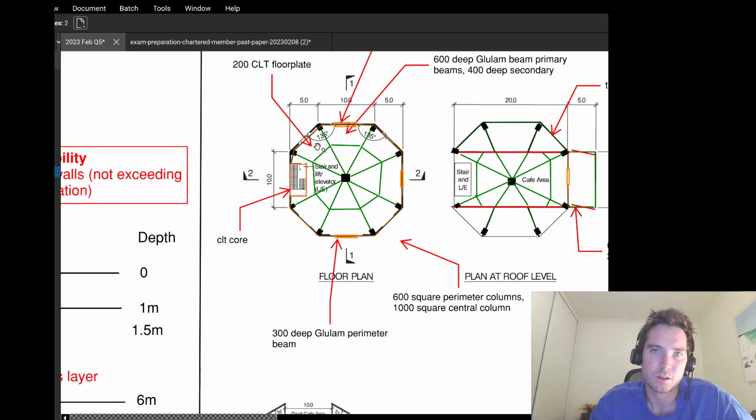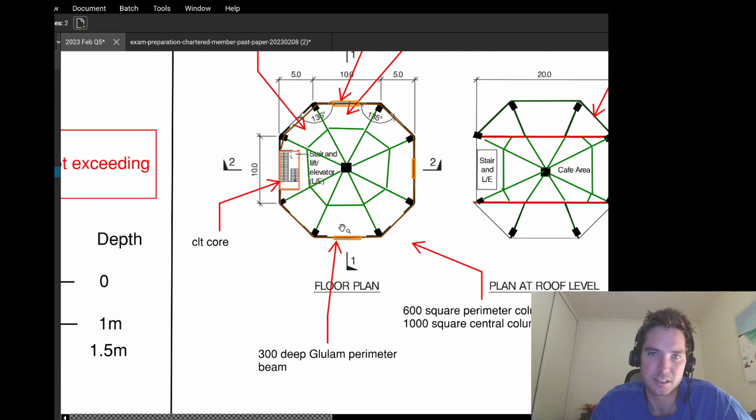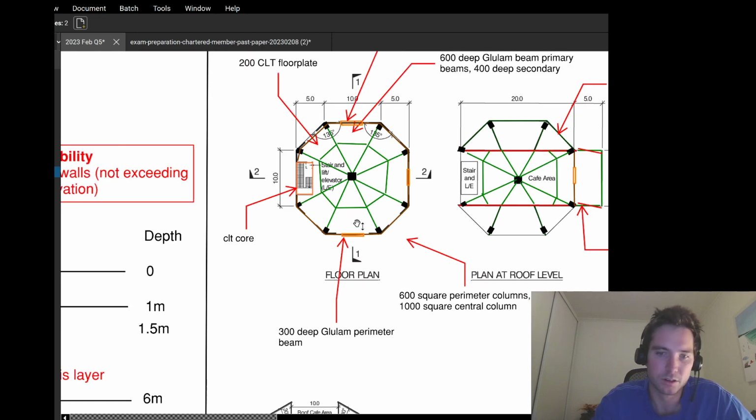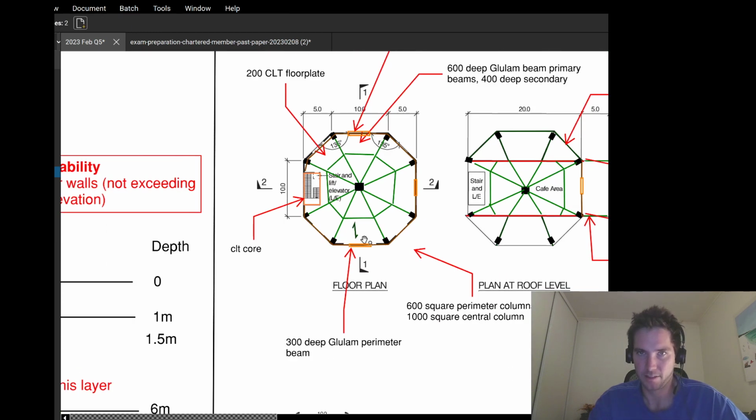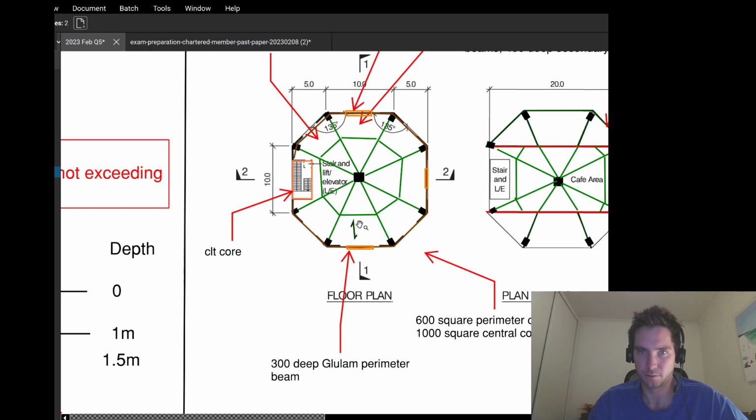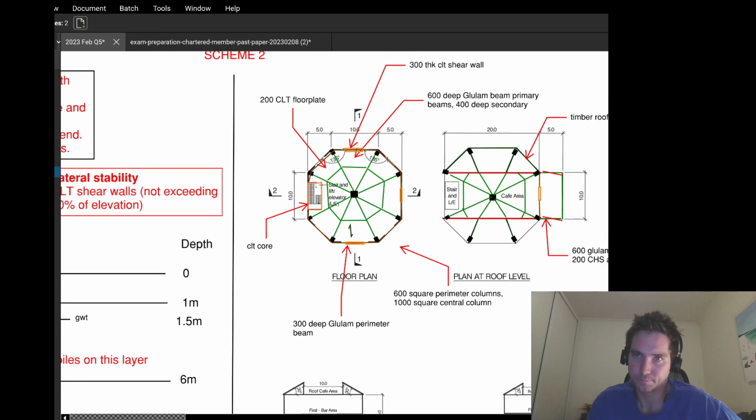So I've also got some secondary beams just to break up the span of the CLT. So I see the CLT spanning from my perimeter beam to the secondary beam, sort of a bit like this, because CLT floor can only really span 6 meters max, and this would be 10 meters over here. So I've broken it up a bit like this.